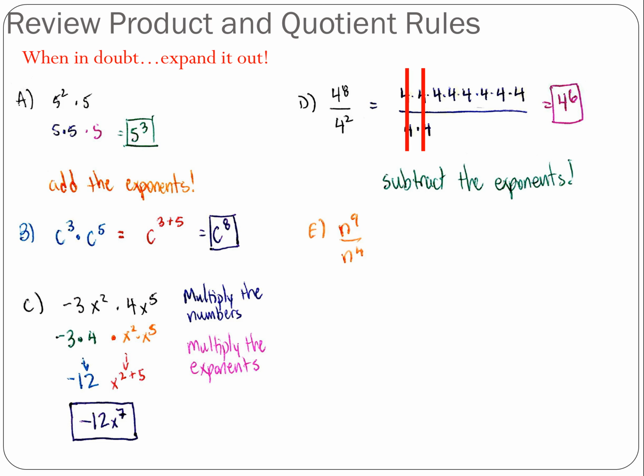So let's take a look at this one. Go ahead and pause the video and see if you can do this on your own while I take a sip of my beverage. We're back, and did you say n to the 5th power? Because 9 minus 4 is 5. It's because you're smart and you know what you're doing.